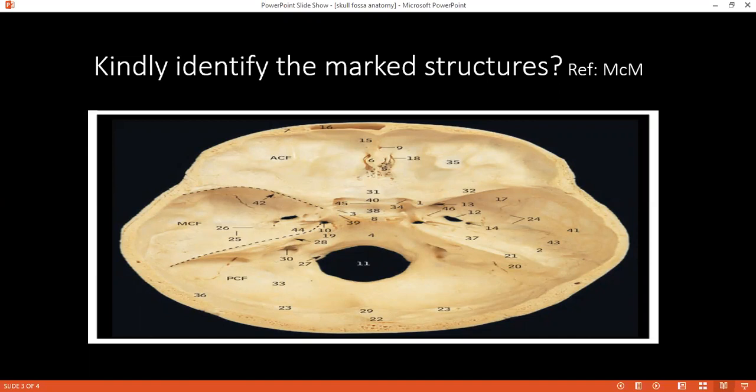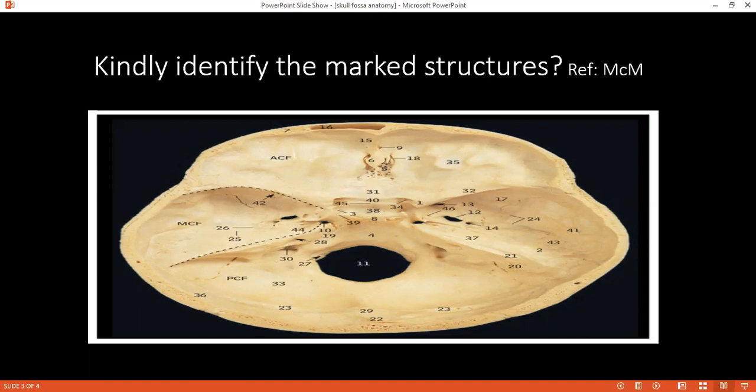Okay. Can you identify and tell me what passes through this foramen number 6? Ma'am, 6 is the foramen spinosum. Yes, but what passes through it? Ma'am, through the foramen spinosum usually passes the middle meningeal artery, with sometimes the meningeal branch of the mandibular nerve. Yes, middle meningeal artery. Okay.